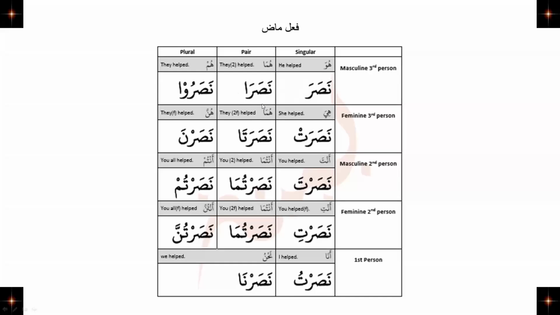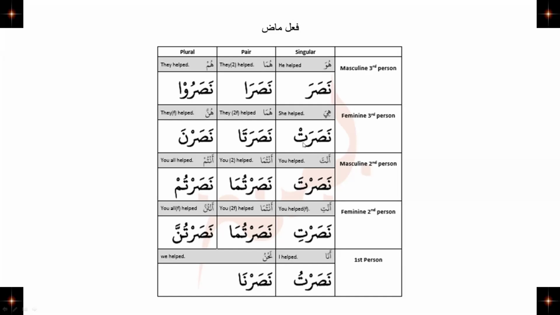Nasaru is for a lot or a group of people, right? So we say nasaru. So this u is always for hum. So huwa is for nasara, huma is for nasara, and hum is for nasaru. So you can see here huwa, huma, hum.